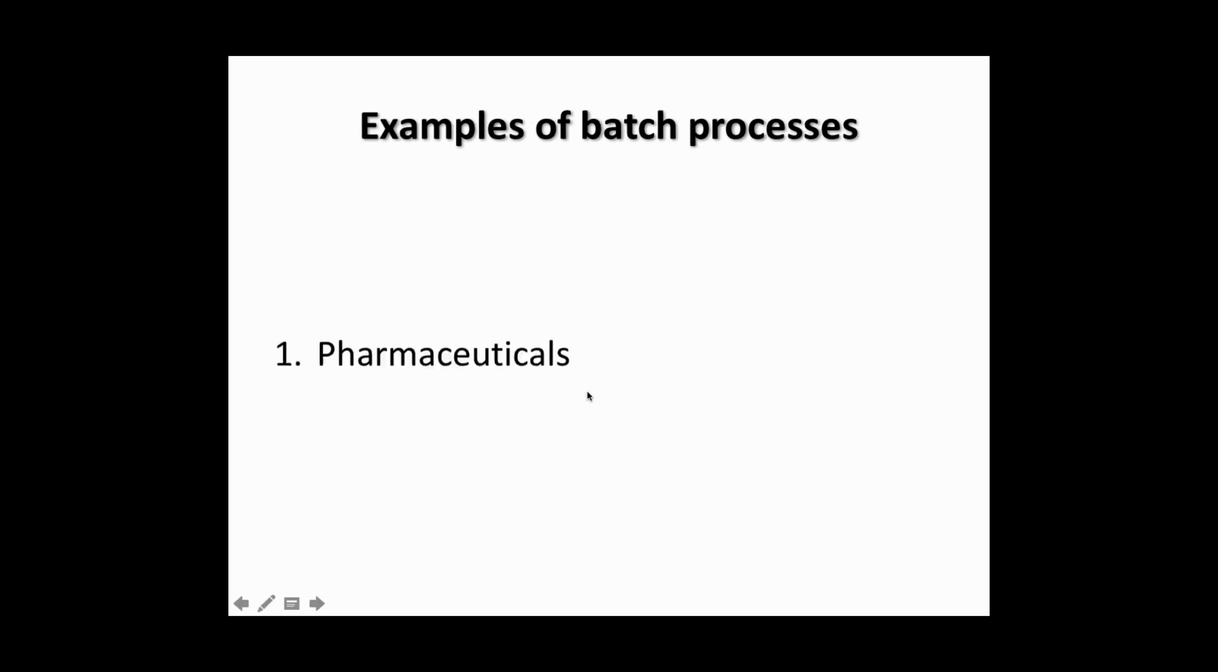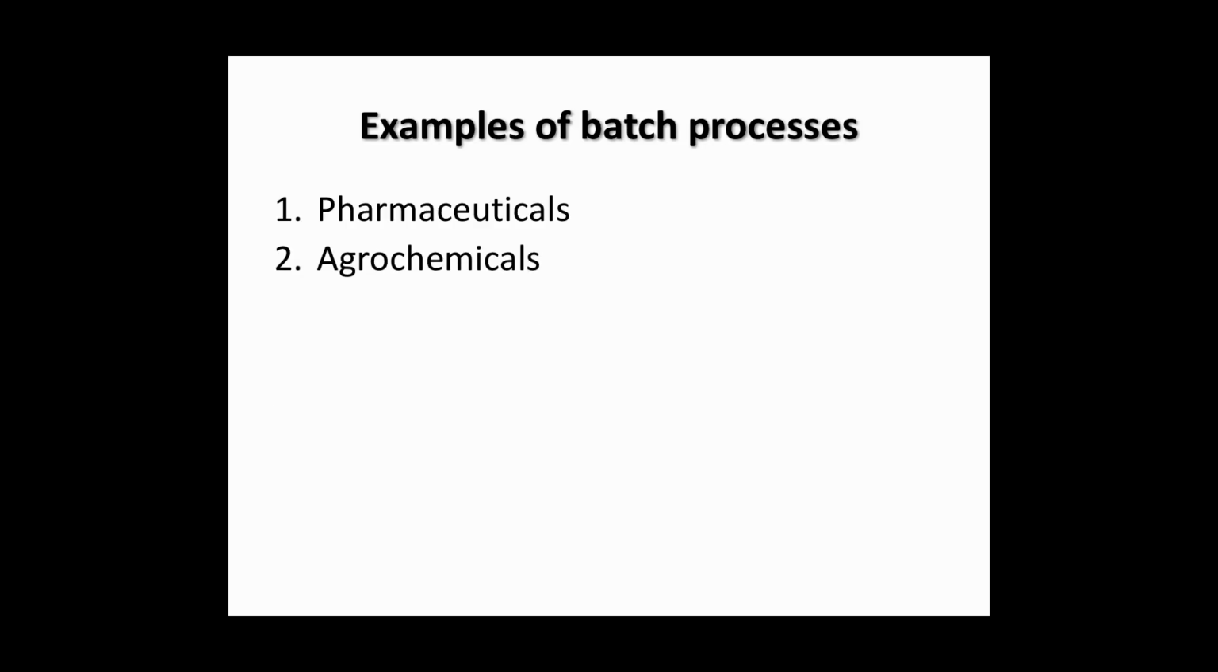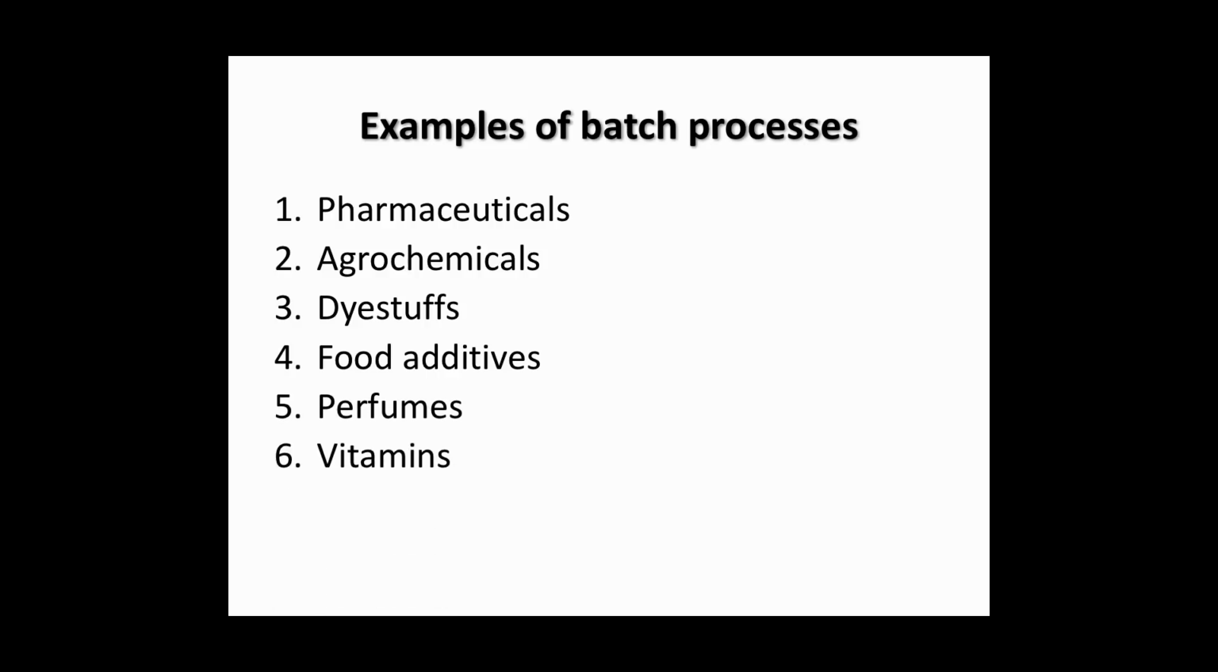Some examples of batch processes: pharmaceuticals, drugs that are produced for the medical industry, agrochemicals, which are substances like fertilizers, dye stuff, that includes hair dye or dye that's used in the clothing industry, food additives, perfumes, vitamins, pigments. Pigments are almost similar to dye, except pigments tend to last much longer. For instance, pigments are the substances used in car paint and so on.